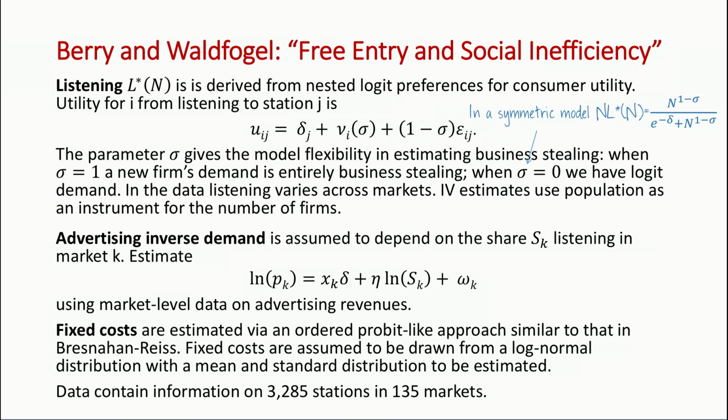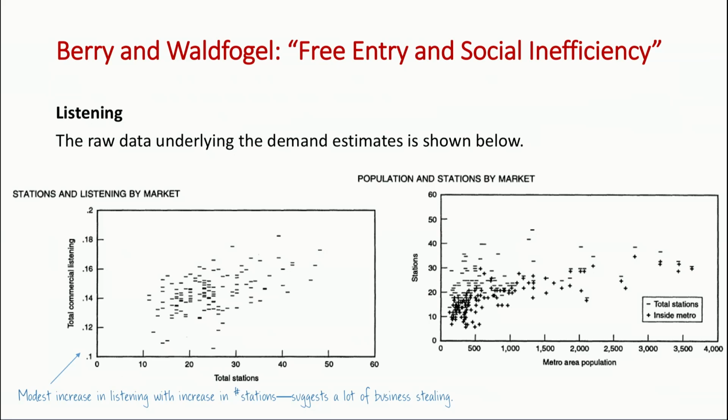And the data have information about 3,285 stations, 135 markets. So they have individual station characteristics that they're using in some places. These regressions, like the advertising demand regressions, are just run on their advertising data, which is purely at the market level. It's not at the station market level. So they're just using market level advertising prices that they get from some consulting firm that provides advertising prices. I think it actually comes from the radio stations' reported advertising revenues.